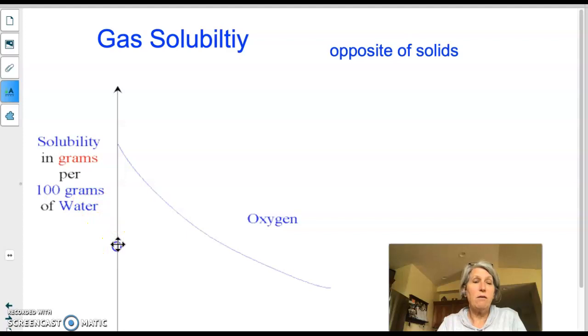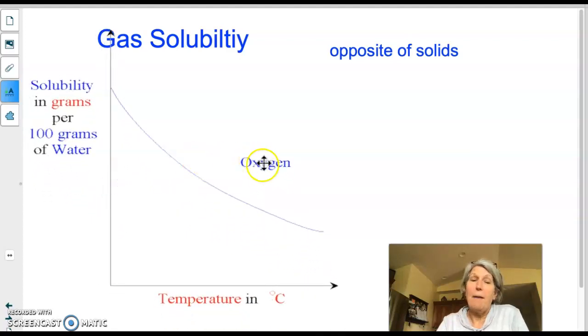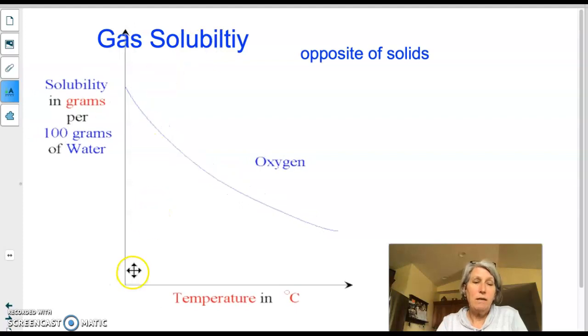Well, that's not the case of what happens with gases. So for solubility of gases, the opposite is true, okay? So it is opposite for solids. What happens as you increase temperature, dissolved gas will decrease, okay? And this makes sense to me.